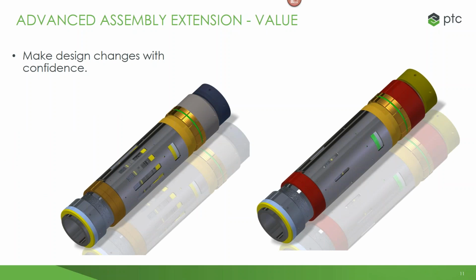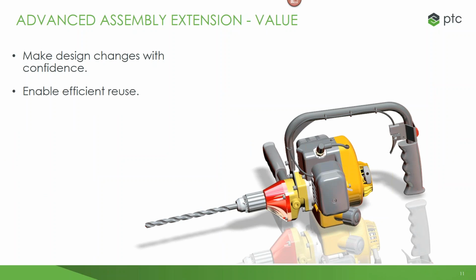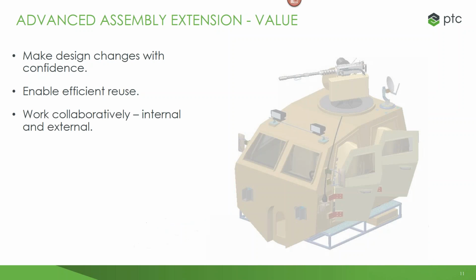So if you ever have any what-if scenarios, you can take that leap of faith and say, all right, let's test this out. Because at the end of the day, you know you have systems in place that are going to take care of you instead of hours of rework. It's going to enable efficient reuse. So if you have generic models in place, like I said with the forklift example, you can really speed up the process to get your products out to market.